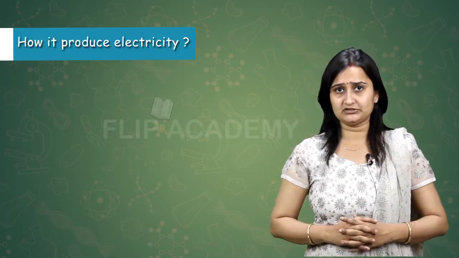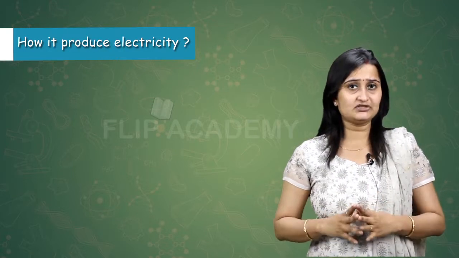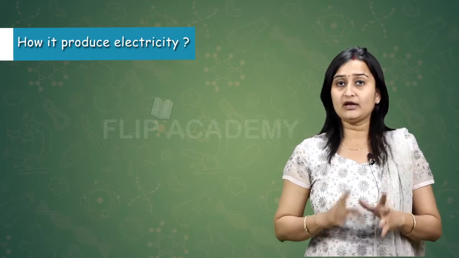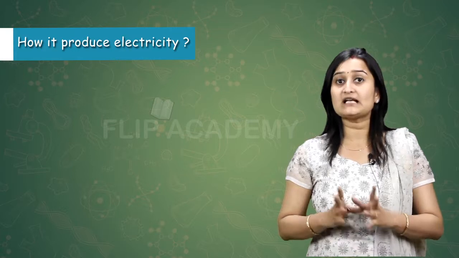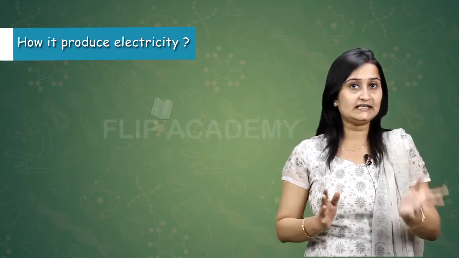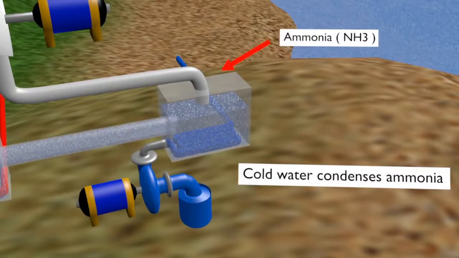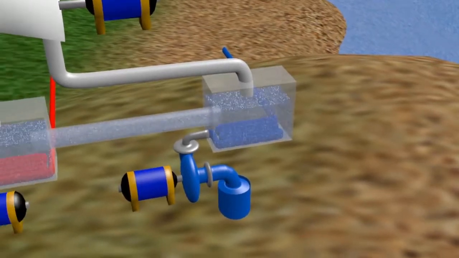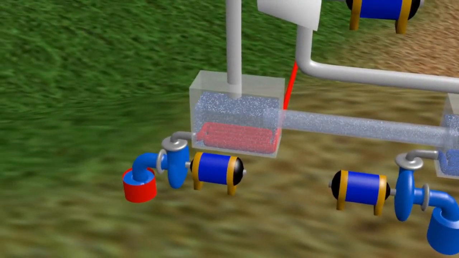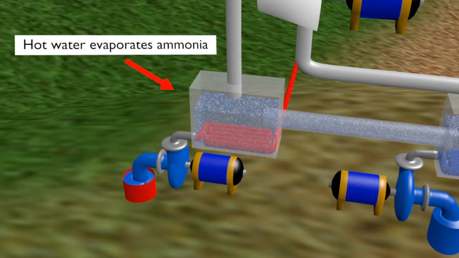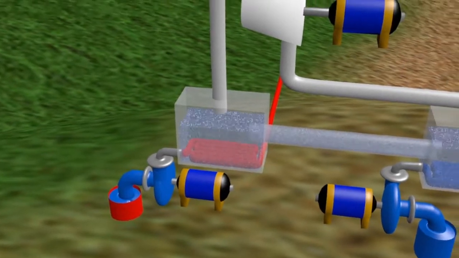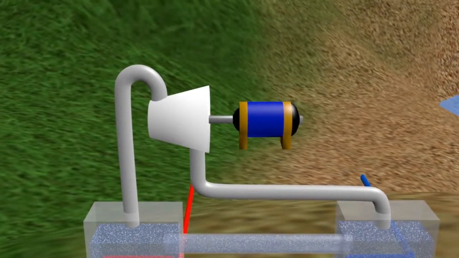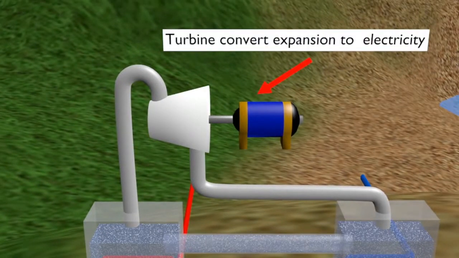How does it produce electricity? The power plant produces electricity using ammonia. The warm water above the ocean, which is heated up by the sun, causes the ammonia, which is in liquid form, to boil. When the ammonia boils, the vapor rises. Due to the pressure of the vapors formed by the ammonia, it drives the generator and the electricity is generated.